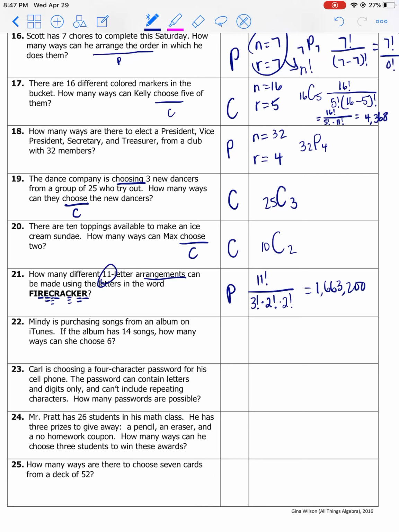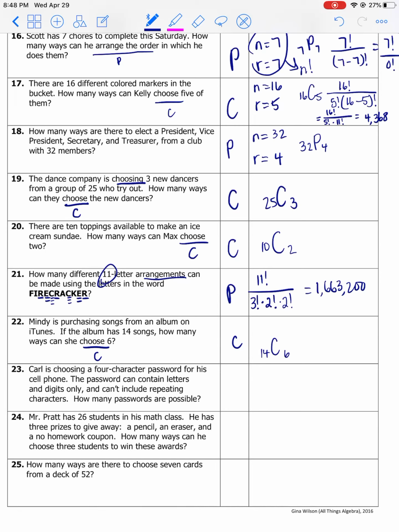All right, Mindy is purchasing a song from an album on iTunes. If the album has 14 songs, how many ways can she choose 6? Choose, combination. It would be different if she was making a specific playlist in which the order of the songs mattered, but that's not what's happening. Okay, so it is 14C6.